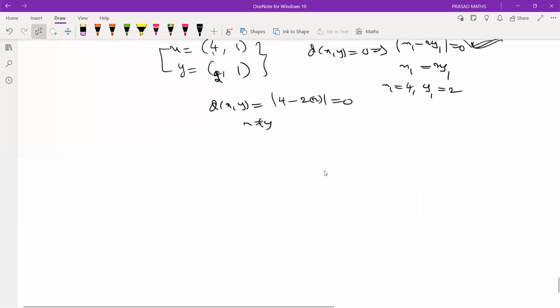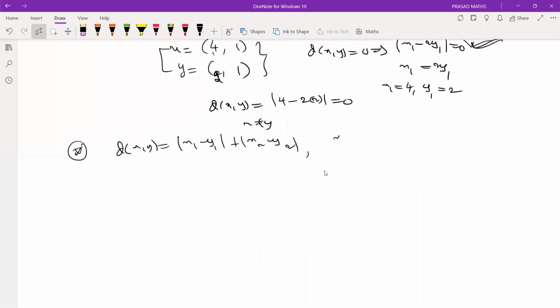This is on R2, right? Suppose I take d of (x, y) equal to mod of x1 minus y1 plus mod of x2 minus y2, whenever x is (x1, x2) and y is (y1, y2). Is it a metric? This is the standard metric. Already I told you the sum of two metrics is always a metric. This is always non-negative, and it satisfies the symmetry property. Therefore, it is always a metric, right?